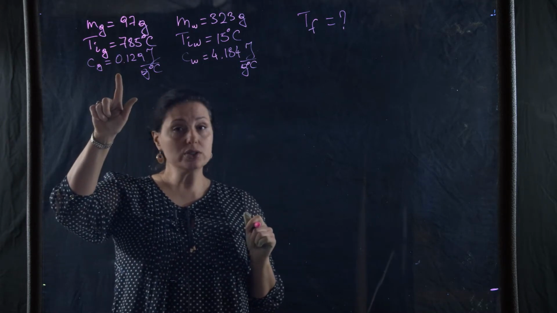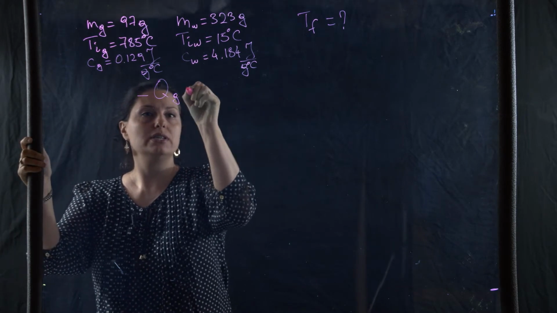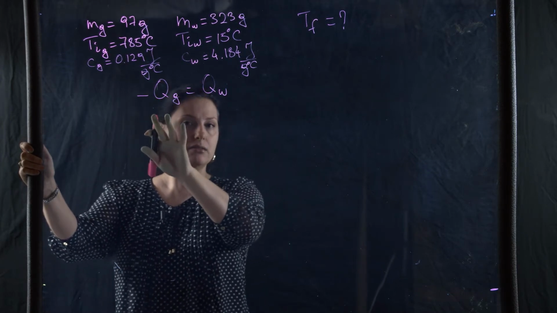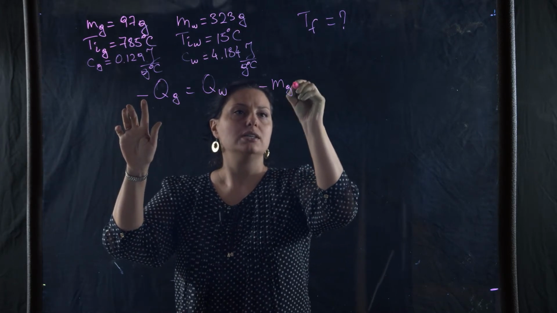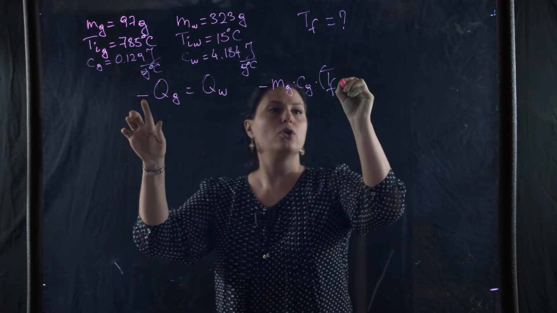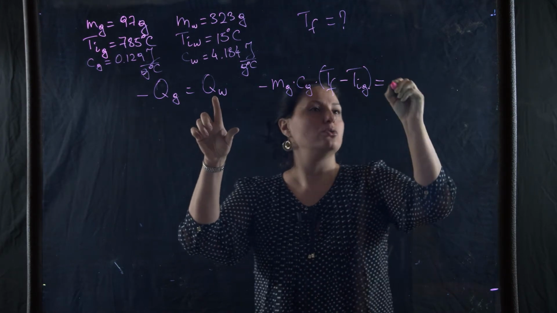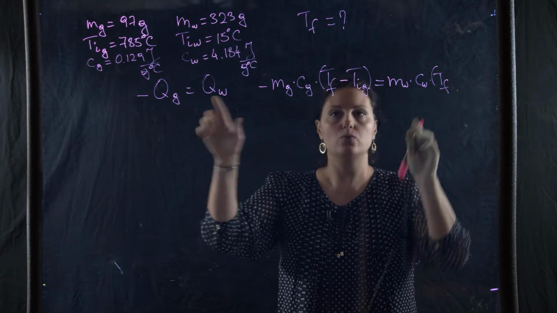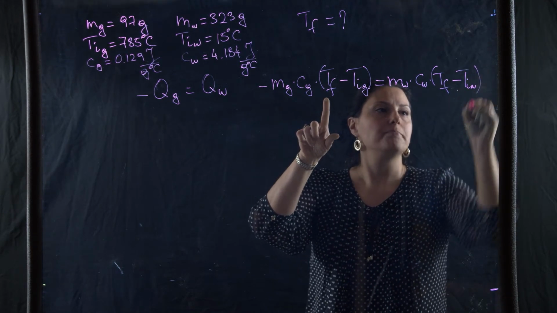I know that the gold is the hot object put into the cold object. So minus the Q for gold is equal to the Q for water. I can express these in terms of mc delta T. So minus mass of gold times C for gold times T final, which is the same for both gold and water, minus the initial temperature of gold. That has to be equal to the mass of water times the specific heat for water times the final temperature, which is the same as that of gold, minus the initial temperature for water.